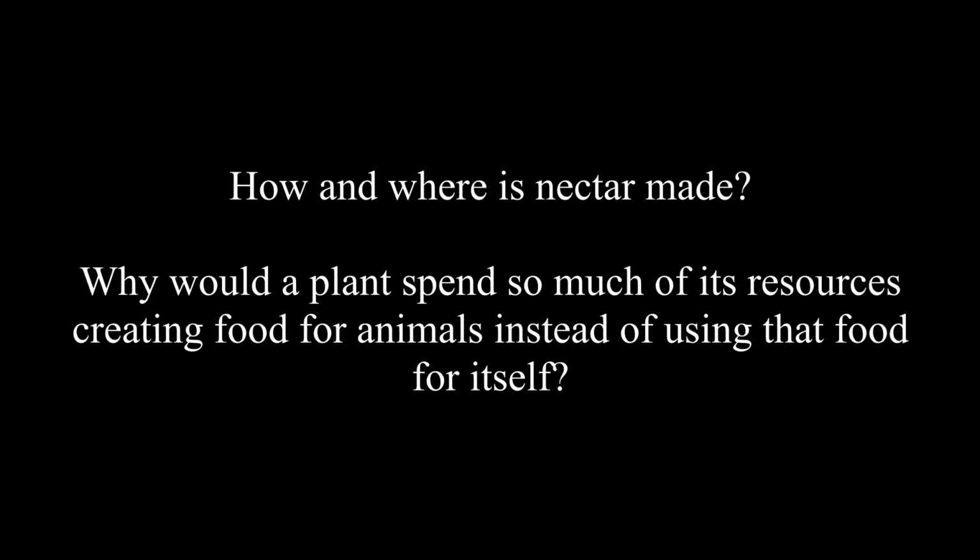All right, so first question, how and where is nectar made? Why would a plant spend so much of its resources creating food for animals instead of using that food for itself? So we know that plants photosynthesize and they're making sugars for themselves. This is how they have the energy to grow roots and make new branches and make new leaves so they can photosynthesize more, so they can do all these other things all over again. So whenever they create a flower, it's costing them. That is a cost that the plant has to spend a bunch of energy to create this flower.